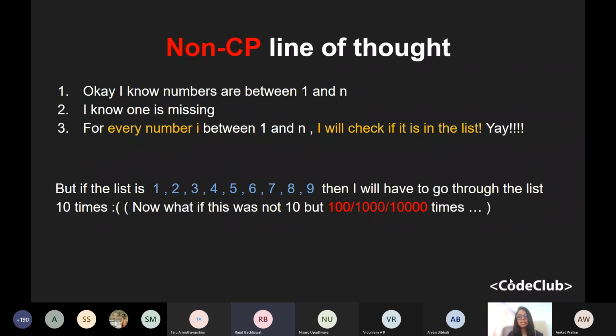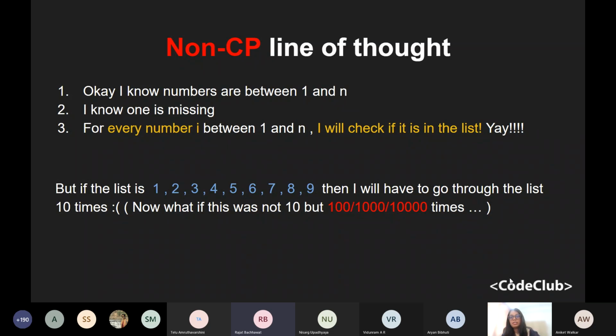Time complexity is a little more advanced, so we'll not be talking about that now, but you can get the idea that you'll have to go through the list multiple times again and again for every number if the last number is missing. If 10 is missing, or 1,000 is missing in the case of 1,000 numbers, you don't want to do that. And no, the list is not sorted.